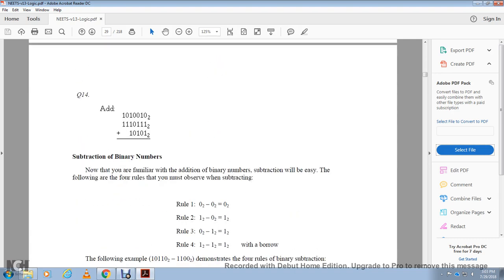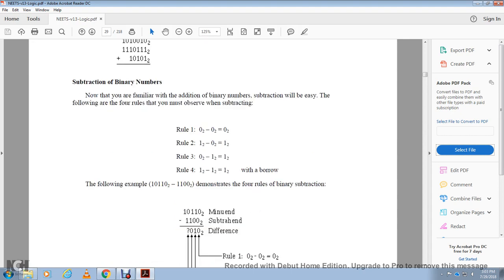And then subtraction with binary numbers. Now if you are familiar with binary addition, subtraction follows the following four rules. 0 base 2 minus 0 base 2 is 0 base 2. 1 base 2 minus 0 base 2 is 1 base 2. 0 base 2 minus 1 base 2 is 1 base 2 with a borrow. 1 base 2 minus 1 base 2 is 0 base 2.